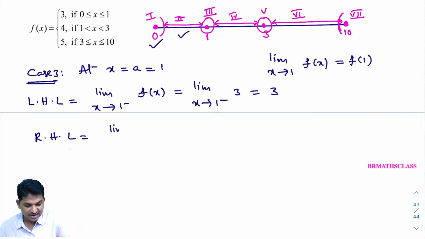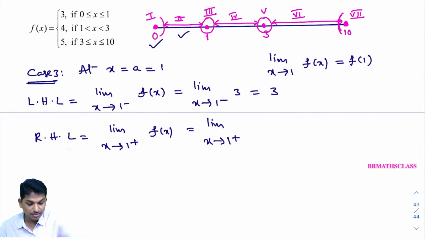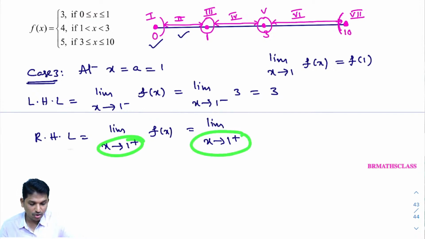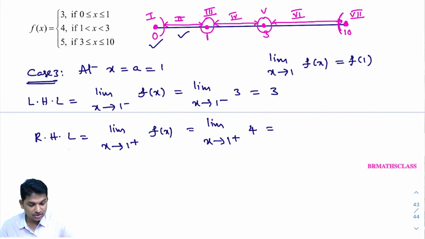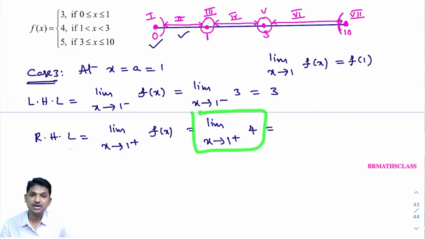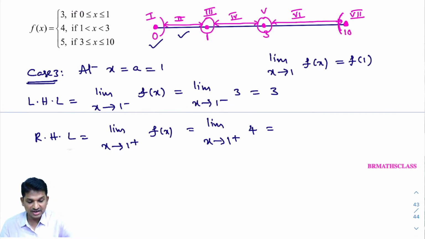Now I will calculate its right hand limit. Limit x approaches 1 from right, f of x. X approaches 1 from right means all x values are greater than 1. When x values are greater than 1, which function to choose? I need to choose this function, 4. So here f of x is 4. Now I need to calculate this. How to calculate? By direct method. What is the direct method? In the given function, wherever x is there, we write 1. But in the given function here, x is not there. So its answer directly we can write as 4. All these things we learn in the limits chapter.